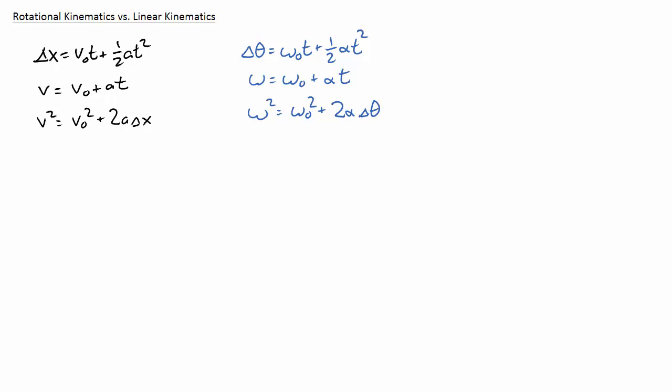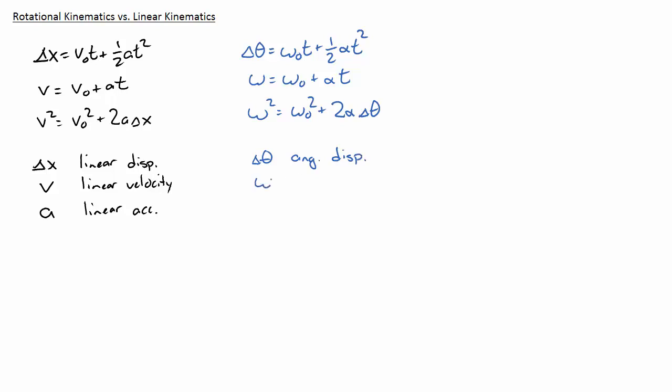The only difference is that now in the first set of equations we had delta x, we had v, and we had a. So delta x is our linear displacement. We have v as our linear velocity. And we have a as our linear acceleration. While with our rotational kinematics, instead of delta x, we have delta theta, which is our angular displacement.